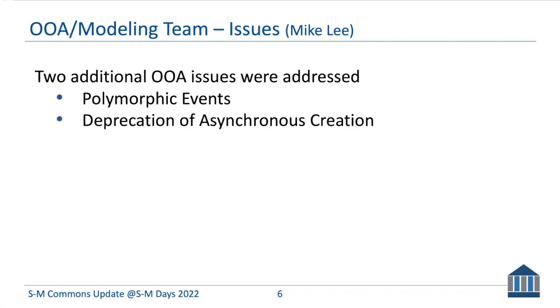Two additional issues have been taken up by the group this past year, dealing with clarifying the behavior of polymorphic events and considering the deprecation of asynchronous creation. Similar to the initial two issues taken up by the group, there were different positions taken by the different schools of practice on these issues. Thus, the net result was more to clarify where each school of practice stood, rather than agree to a single solution or resolution to these issues.